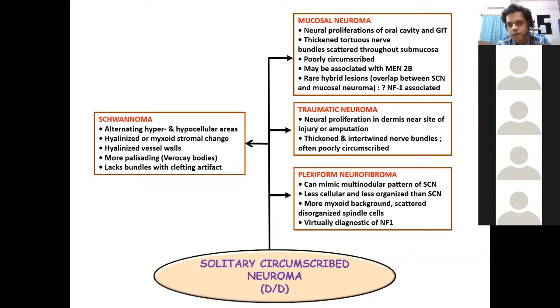Plexiform neurofibroma is mentioned in the book as a differential. It does not usually come in. It will only come in as a differential if your solitary circumscribed neuroma is not solitary, if it is multiple. It can happen sometimes in a case of a neuroma also, but it's uncommon. In that case, a plexiform neurofibroma will come into the differential, but it's not really an important differential. Clinically, we are mostly concerned about a schwannoma and, most importantly, prognostically, for a mucosal neuroma.